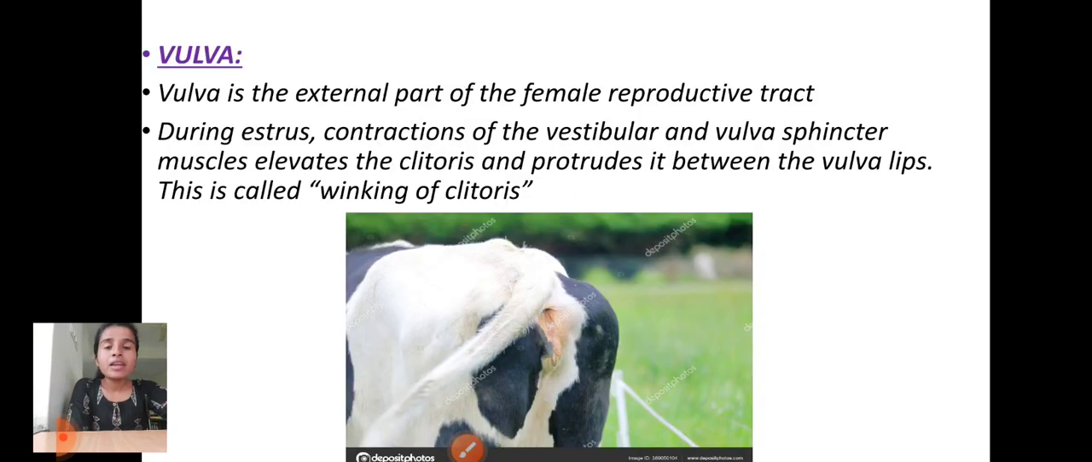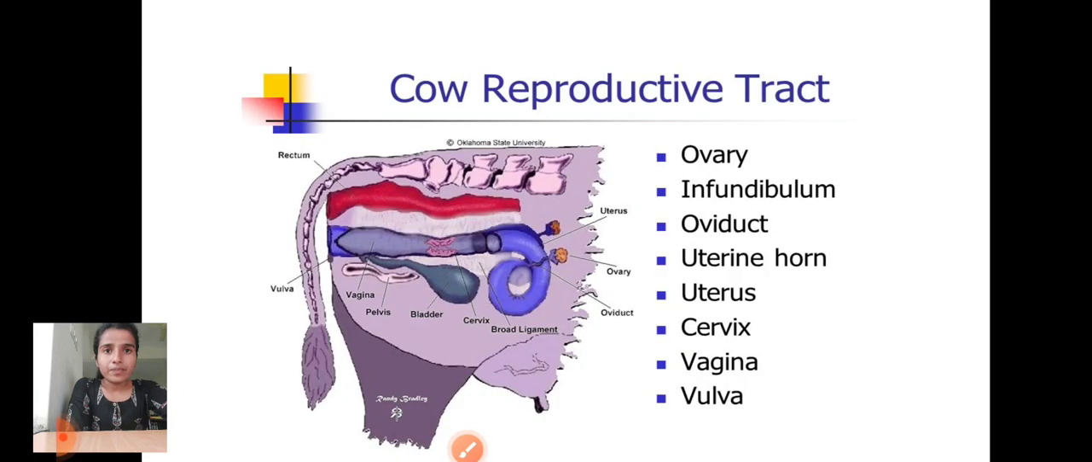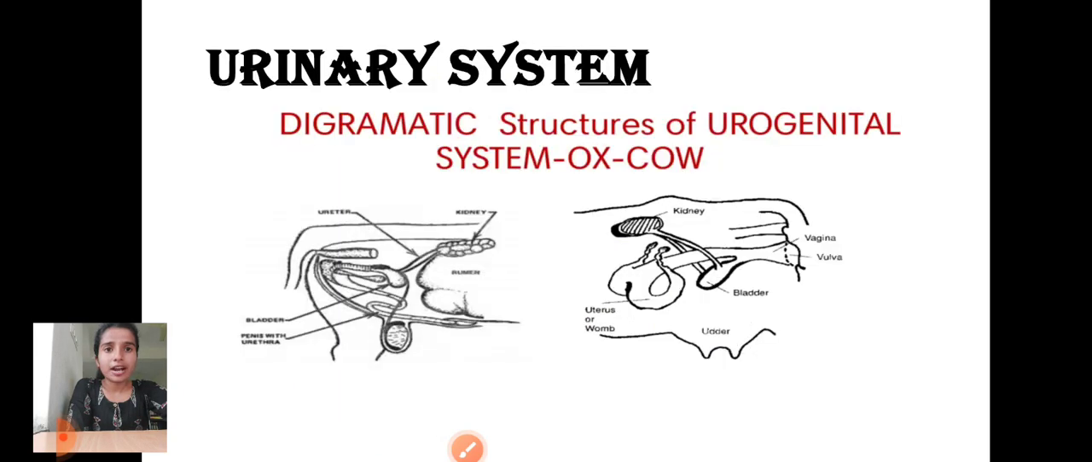Coming to the vulva. The vulva is the external part of the female reproductive tract. During estrus, contractions of the vestibular and vulvar sphincter muscles elevate the clitoris and protrude it between the vulval lips. This is called winking of the clitoris. This is the cow's reproductive tract.